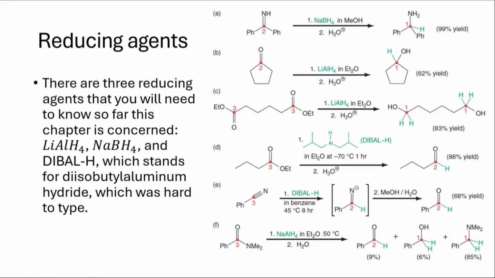So there are 3 reducing agents that you'll need to know for this chapter. LiAlH4, which is lithium aluminium hydride, sodium borohydride, which is NaBH4, and DIBAL-H. DIBAL-H stands for diisobutylaluminium hydride. It's a lot to type. So just know 3 reducing agents: lithium aluminium hydride, sodium borohydride, and DIBAL-H.